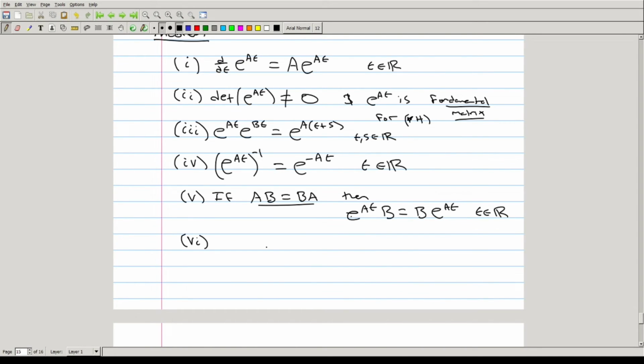Six. Again, if A times B is equal to B times A, then e to the (A plus B) times t is equal to e to the At times e to the Bt for t in R.